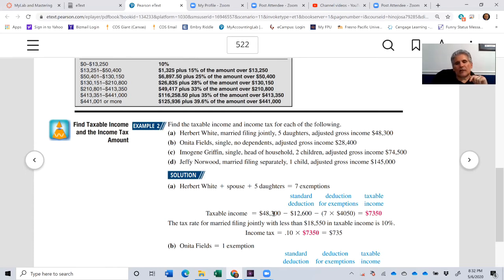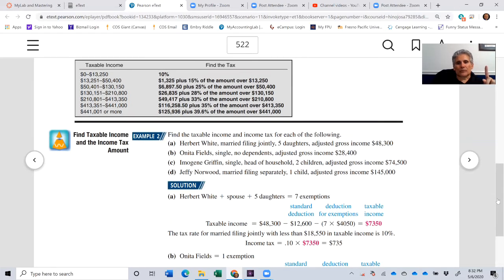That is the AGI. We'll subtract the standard deduction. This was on the previous page. The standard deduction for married filing jointly was $12,600. And then we'll subtract the dependent exemptions. Minus 7 times 4,050. The 4,050 was listed on the previous page as well. So when we run the computation on this, we should end up with a taxable income of $7,350. From there, we go ahead and use the tables.